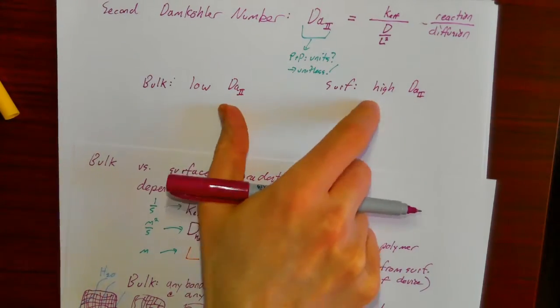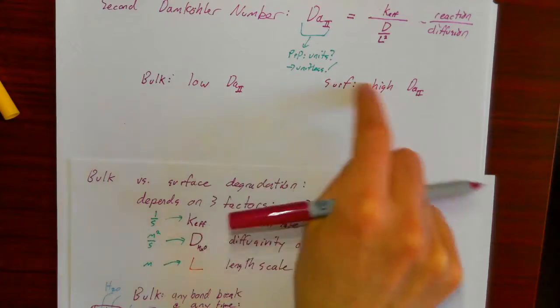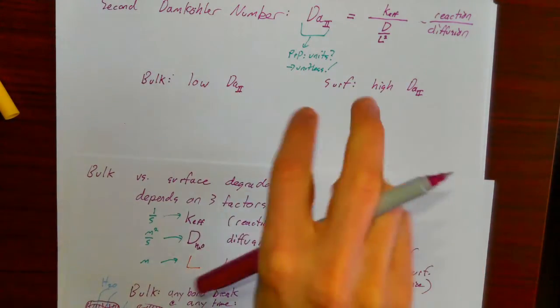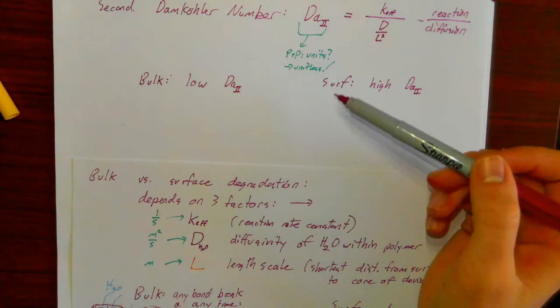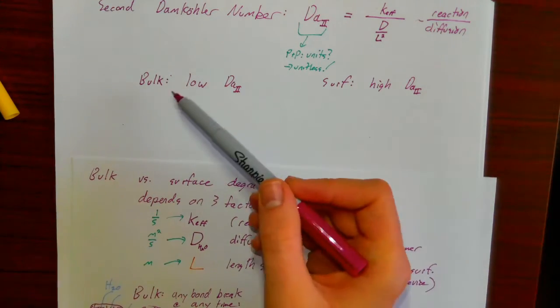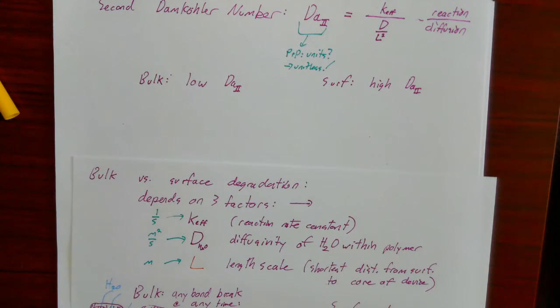And there's not a hard cutoff as to what exactly constitutes high versus what exactly constitutes low. But if something's much, much greater than 1, you could say it's surface. If the Damköhler number is much, much lower than 1, then you could say it's probably bulk degradation.